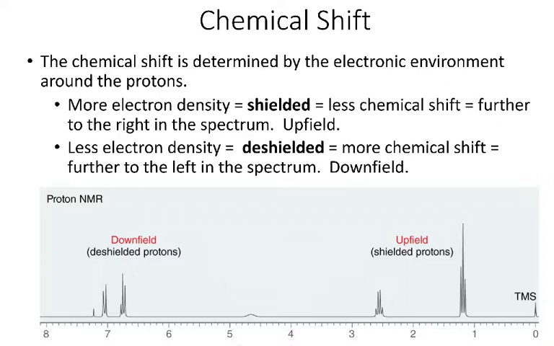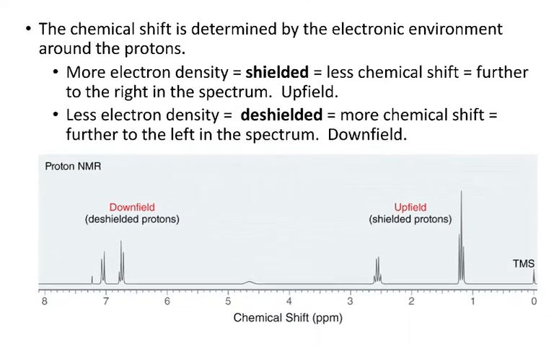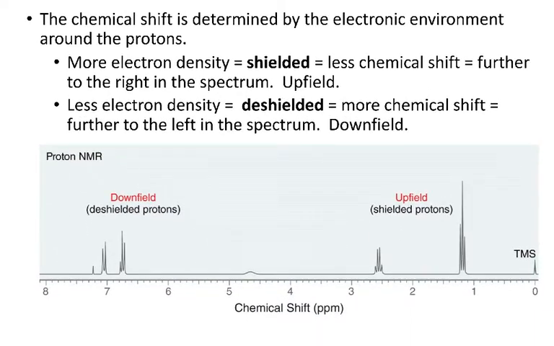Now, how far the signals are shifted in the NMR spectrum is determined by the electronic environment around the protons. Basically, the more electron density there is around the protons, the further to the right they will be in the spectrum. We say that those protons are shielded by the large density of electrons around them. When we're talking about NMR spectra, peaks that appear on the left-hand side are often referred to as being downfield, and peaks that appear on the right-hand side of the spectrum are referred to as upfield. You can see we have the peak from our TMS internal standard here down at 0.